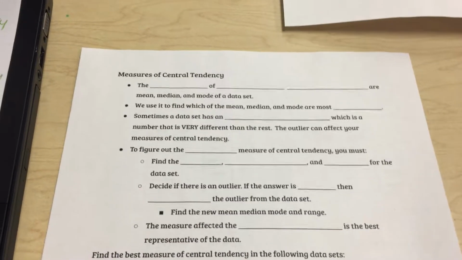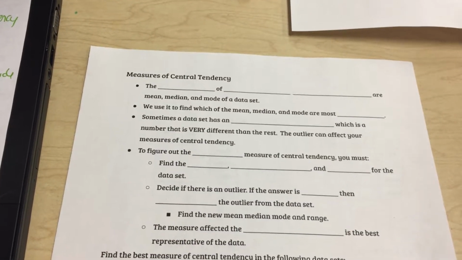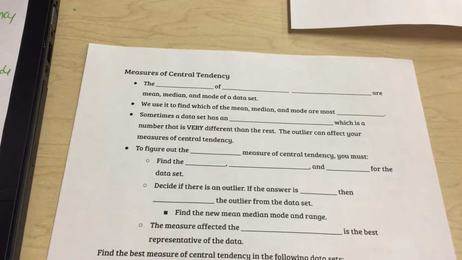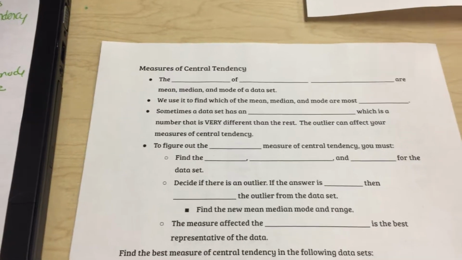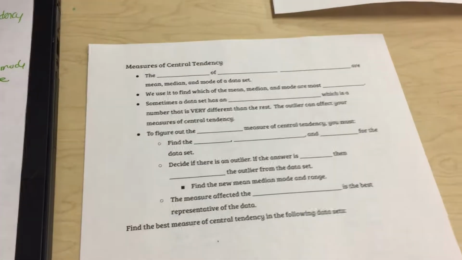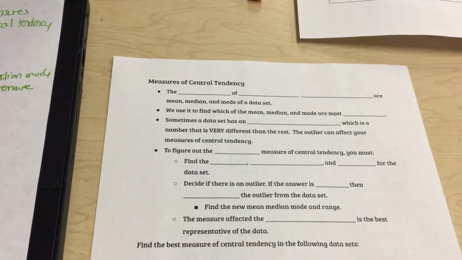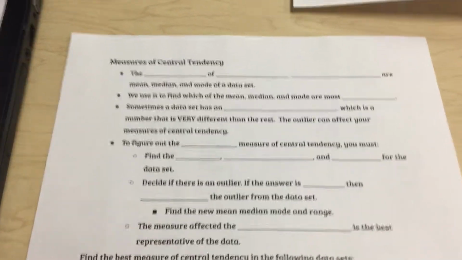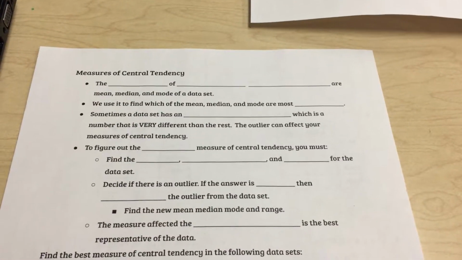All right, measures of central tendency. That sounds super confusing, but it's actually not. We've actually already learned it. So central just kind of means middle. Tendency is kind of like something happening or leaning towards something happening.